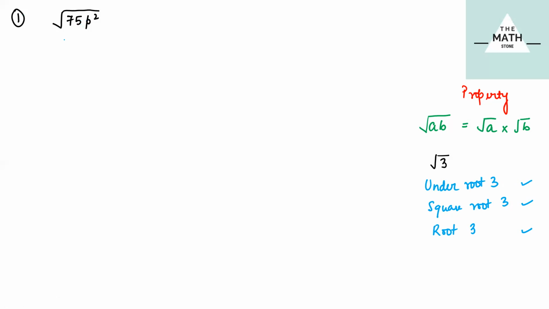So the first step will be, we'll find the prime factorization of the numeric part of the radicand. So this is the numeric part and this is the variable part. So you'll find the prime factorization of 75. So 75 is 25 times 3. So that means 3 times 25, and 25 I will write as 5 times 5.